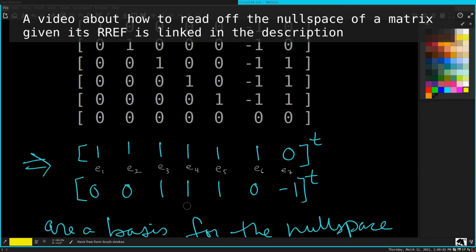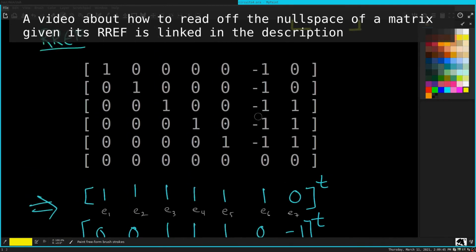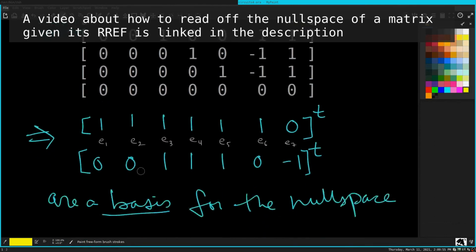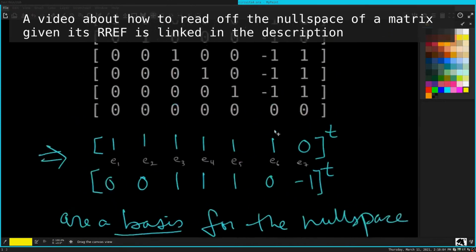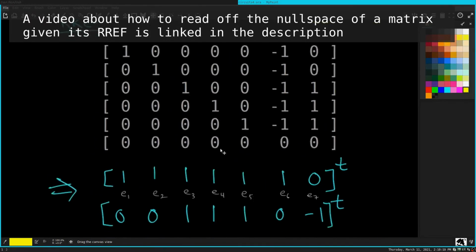And then this other vector, again using the same trick, we look at where the 1s are here, scan over, put down a 1, 1, 1, but now we have minus 1's here. 1, 1, 1, 0, minus 1, transpose. I will put a link to how to read off the entries of this matrix, or what the null space is given the reduced row echelon form. It's pretty easy, you just have to have some practice with it.